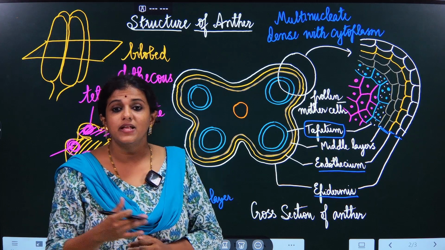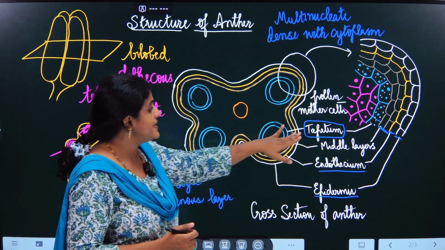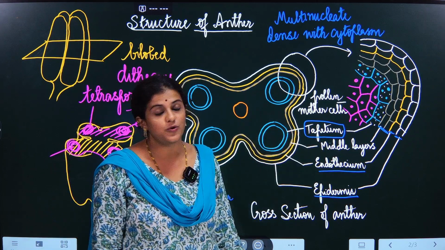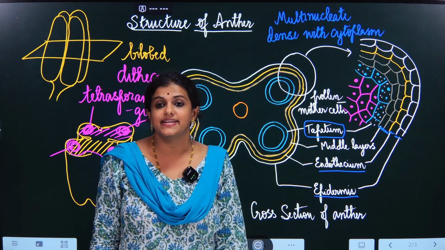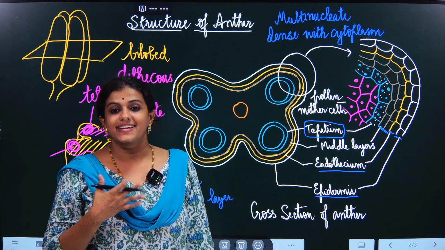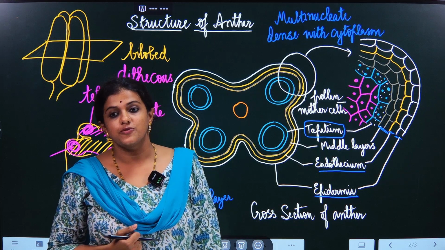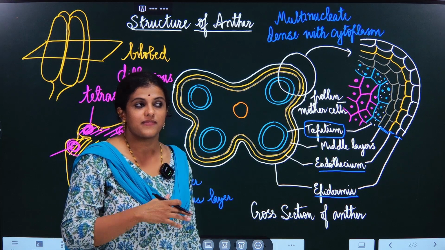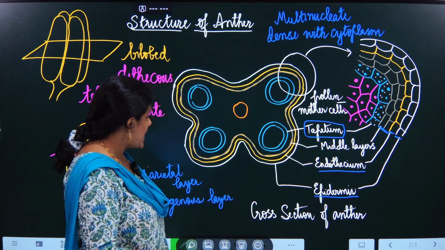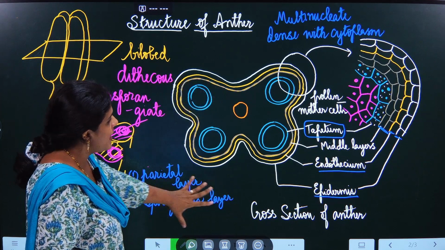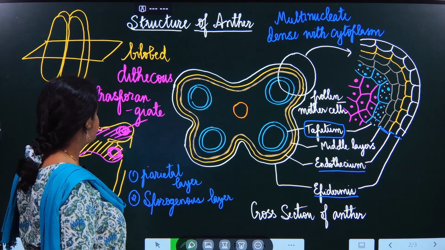For the development of microspores, tapetum plays a very, very important role. It is multinucleated and dense with cytoplasm so that it can give enough nourishment to the growing microspores. Okay, so that is about the structure of the anther.